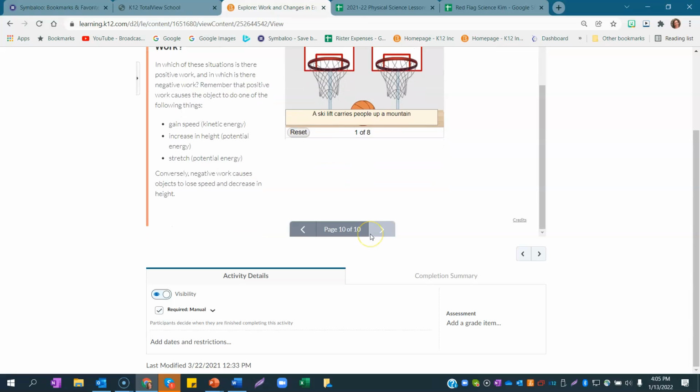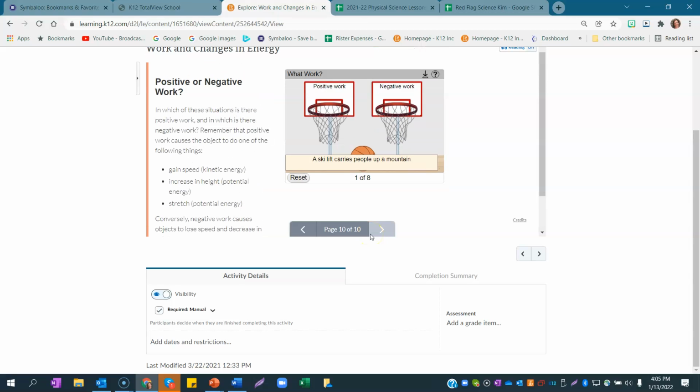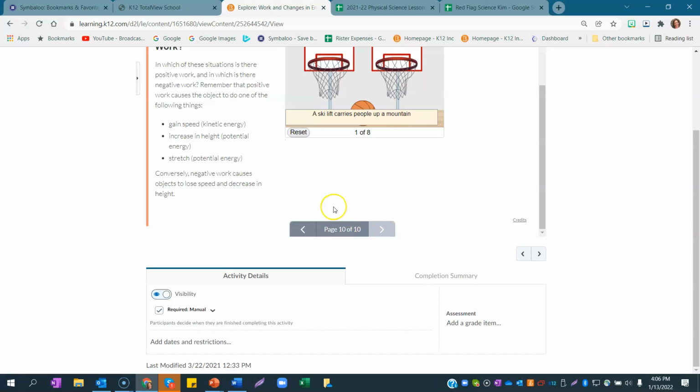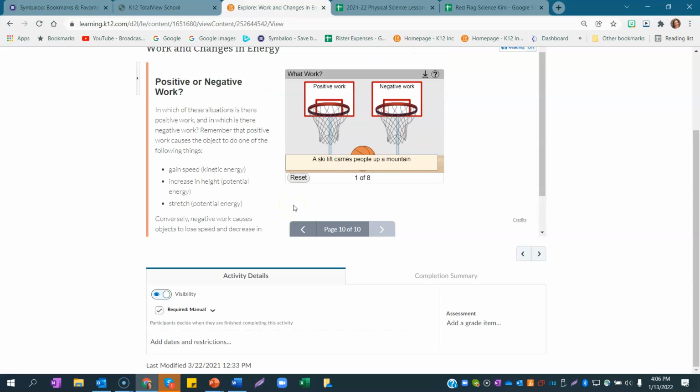And then going into this last slide here, in which of these situations is there positive work and in which is there negative work? Remember that positive work causes the object to do one of the following things. It's either going to gain speed, which remember is kinetic energy, increase in height, that's potential energy, or it's going to stretch, which is also potential energy. So conversely, negative work causes objects to lose speed and decrease in height. So you can practice with these. You're basically just moving the ball to where it goes.